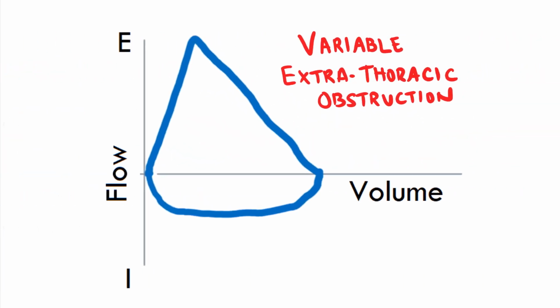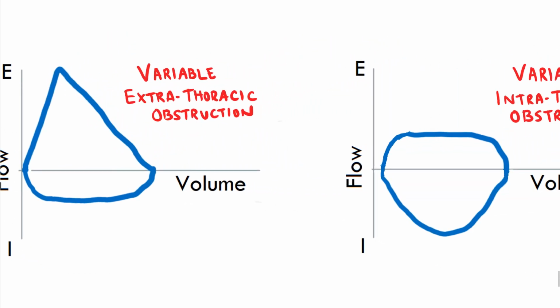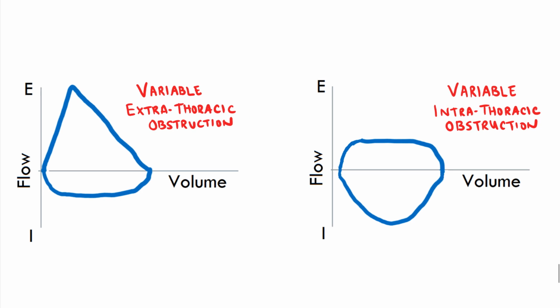Here's variable extrathoracic obstruction. The way I like to think about extrathoracic and intrathoracic obstruction is that in extrathoracic obstruction, the inspiratory phase is affected, and in intrathoracic obstruction, the expiratory phase is affected. Now you will get blunting of the inspiratory phase in extrathoracic obstruction, but I want to make sure you do not get it confused for patients that are in volume control ventilation.